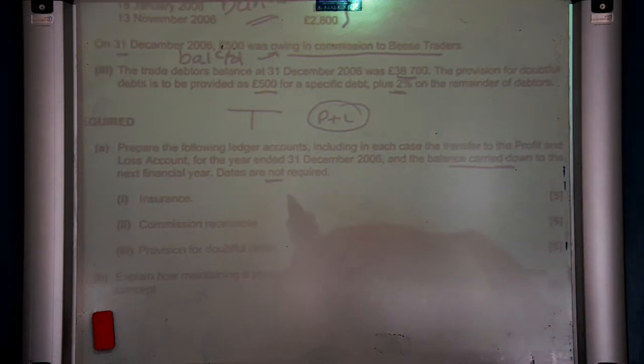Your first task is to draw up these 3 T accounts for me. Remember, what is the plus side for each one? And make sure you leave yourself plenty of room when you draw these T accounts up. Okay, do that now.